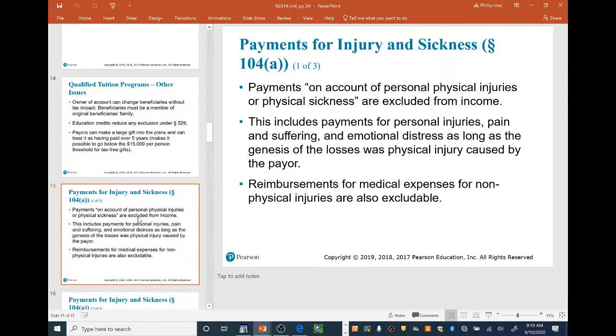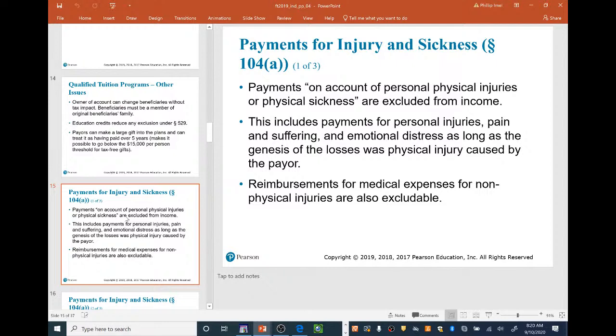Okay, let's talk a little bit about payments for injury and sickness. Section 104(a) of the Internal Revenue Code. So, payments for injury and sickness, amounts received as compensation for injury and sickness are going to be excluded whether paid by insurance or otherwise.